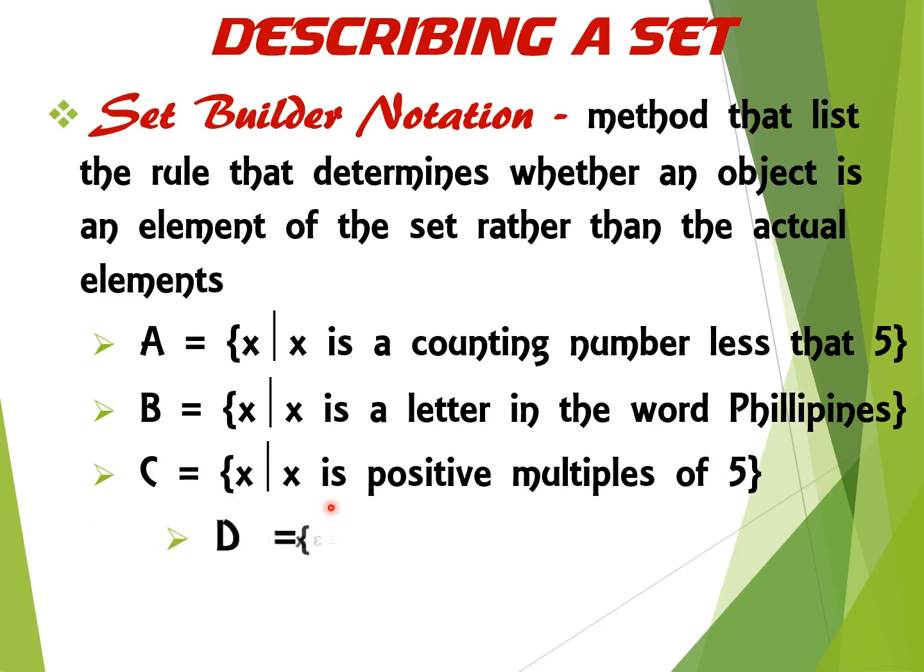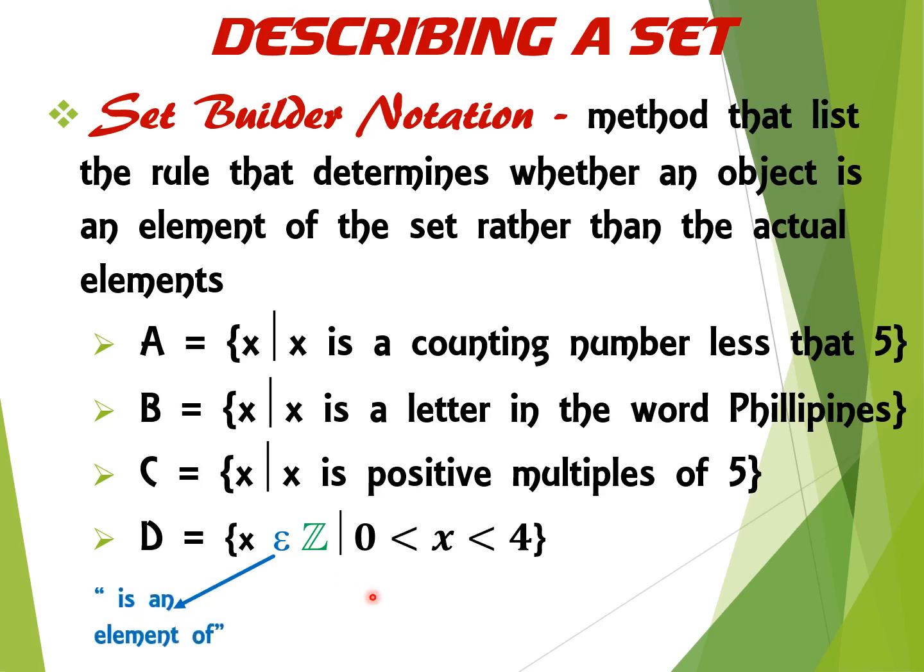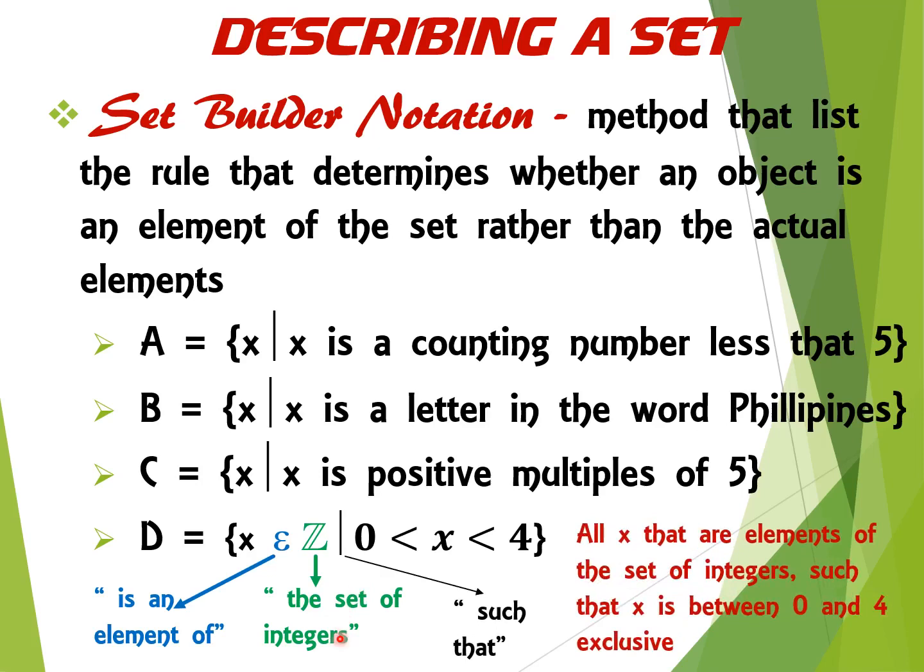Or we can have this example. This symbol ∈ is for the words "is an element of." The symbol Z is for the words "the set of integers." And this vertical line is for the words "such that." So we can read this one as all x that are elements of the set of integers such that x is between 0 and 4 exclusive. We use the word exclusive here since 0 and 4 are not included or not part of the solution set.